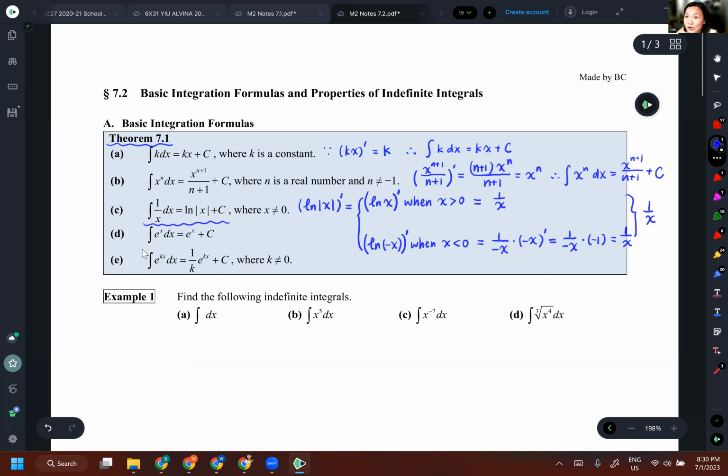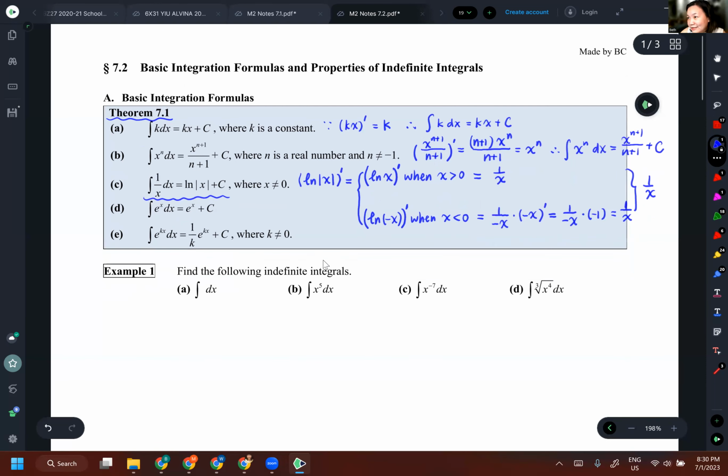Formula D, very similar. Now, why is this correct? Because the differentiation is correct. If you differentiate e to the power x, your outcome is e to the power x. That's why when you integrate e to the power x, your outcome is e to the power x as well. Part E, this one. Why is E correct?